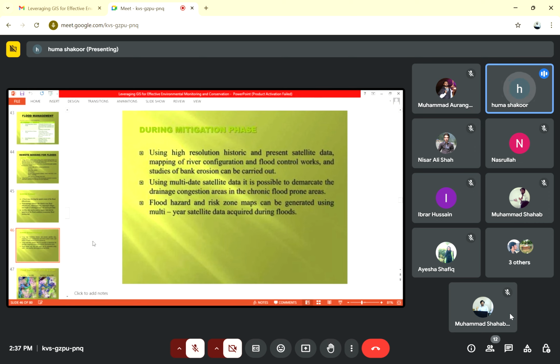So during the mitigation stages, what you have to do first, you have to use the historic data, the historic resolutions and present satellite data, and you have to compare these two and configure the flood control works.